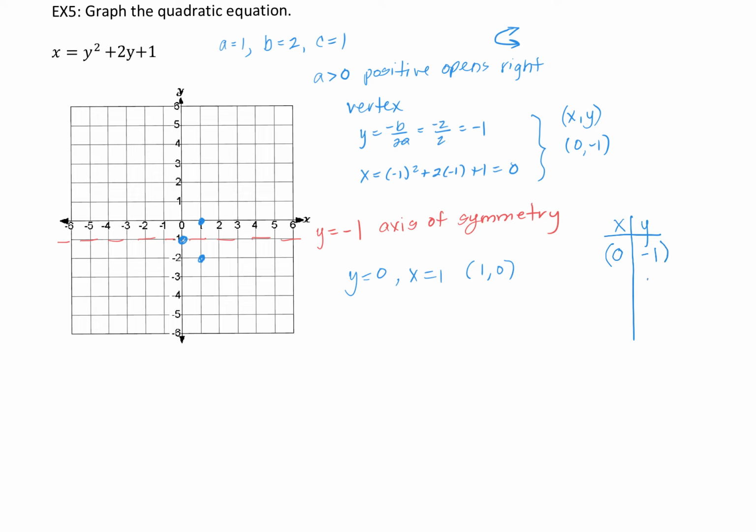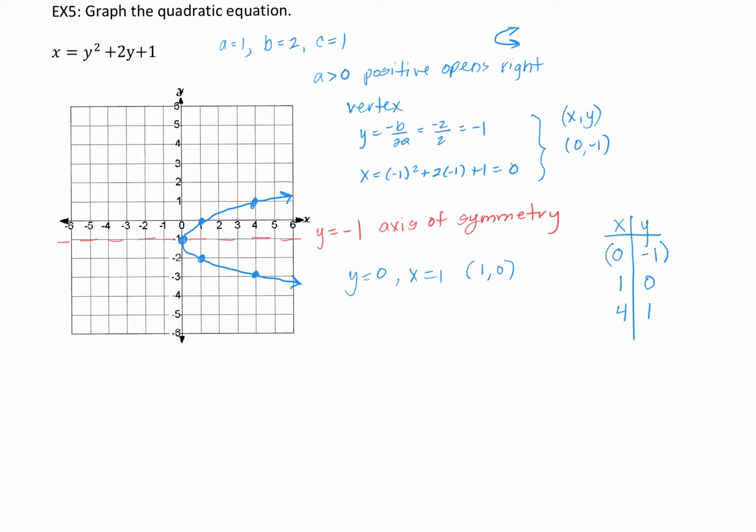Then I put in a y value of 0 and I got an x value of 1. So maybe I'll put a y value of 1. If I put in 1 for y, I get 1 plus 2 plus 1, which would give me 4. This is going to pass through 4, 1, and then I have 2 away across the axis of symmetry. I get another point. And at this point, it's time for me to graph my parabola.